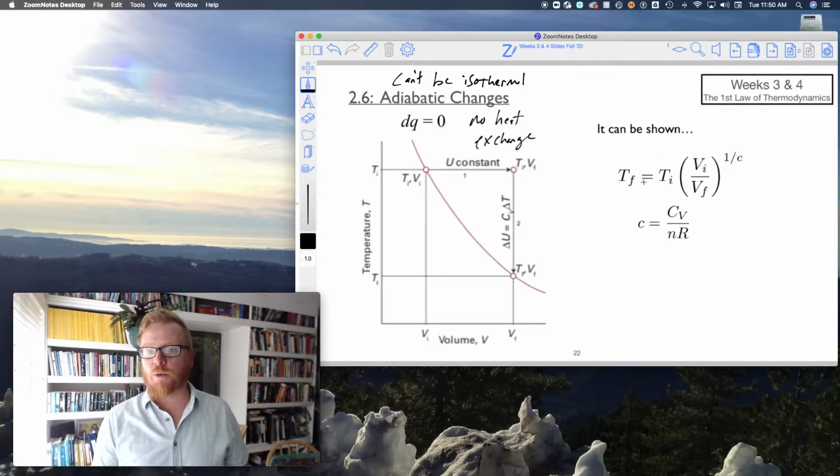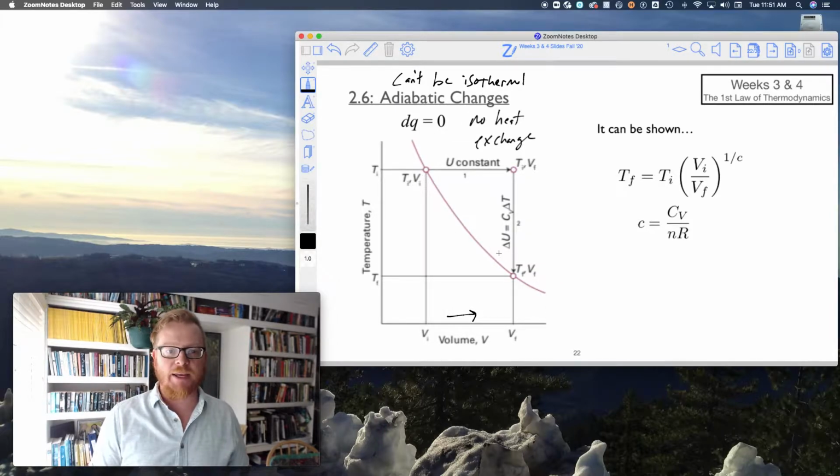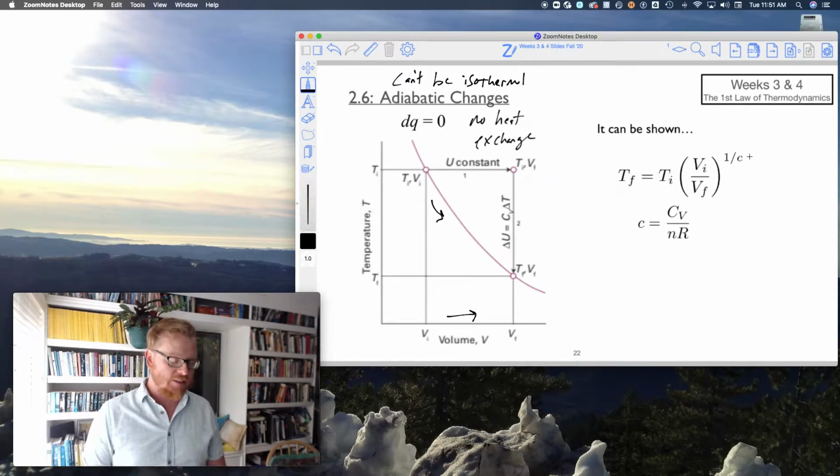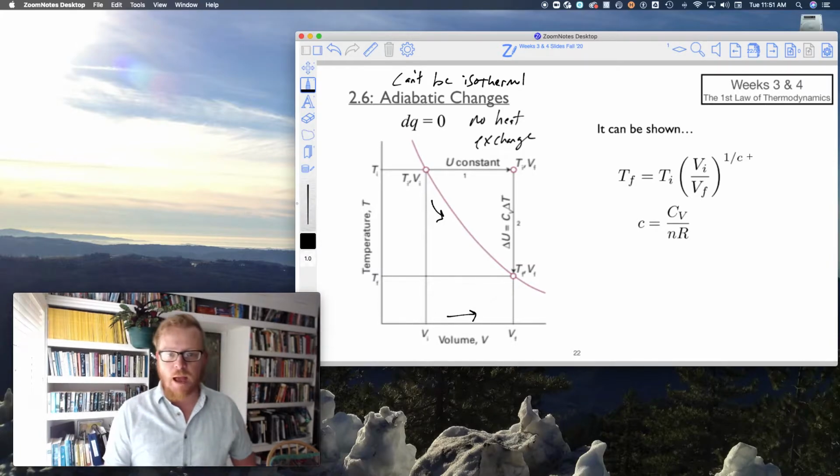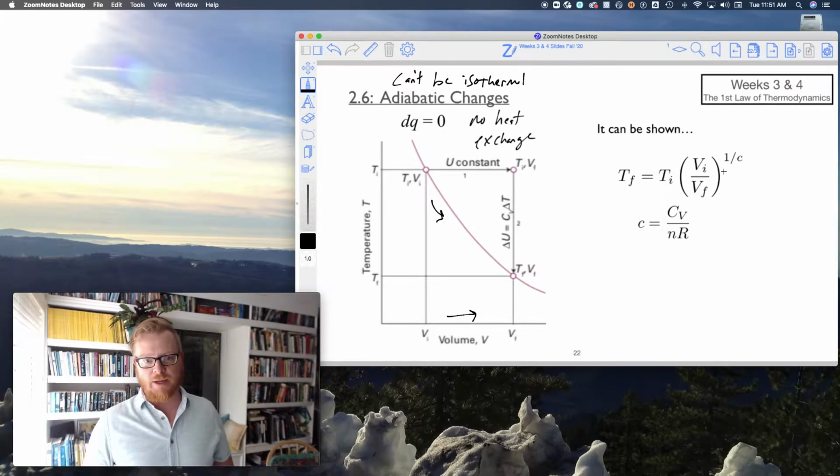And so it can be shown the following relationship. If I change the volume of something from VI to VF, then there has to be a temperature change from TI to TF. It's related by this relationship where TF equals TI times the ratio of VI over VF, raised to a constant. I know this kind of looks goofy the way that this constant is written. I just want to be consistent with the book. So that's what the book is showing.